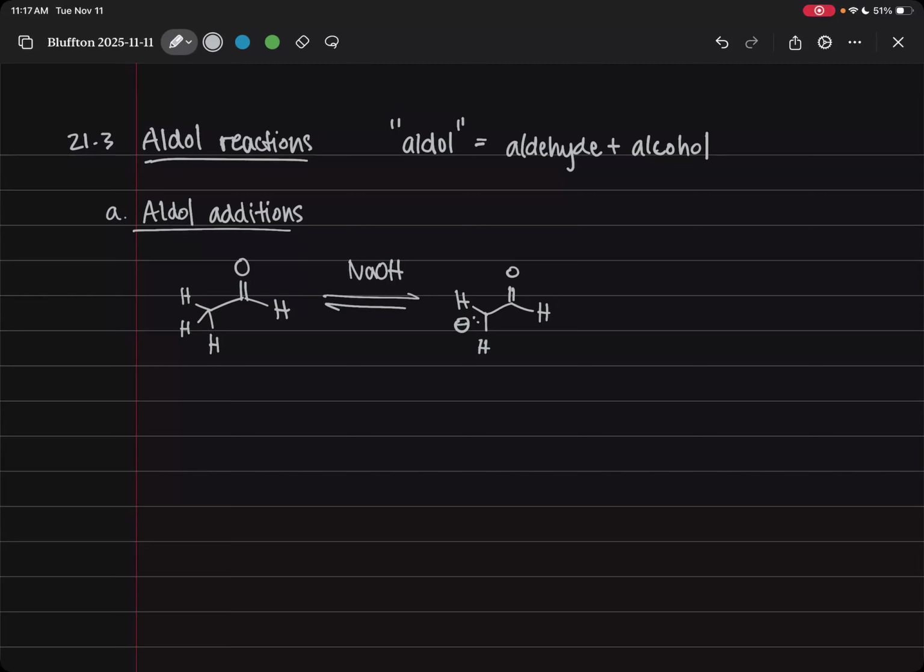Okay, so we know from the enolate chemistry that we just did previously that if we have an aldehyde like this, this is ethanal, and we have sodium hydroxide, then there's going to be an equilibrium between the keto form, because it's an aldehyde, so it's not really a ketone, and the enolate.